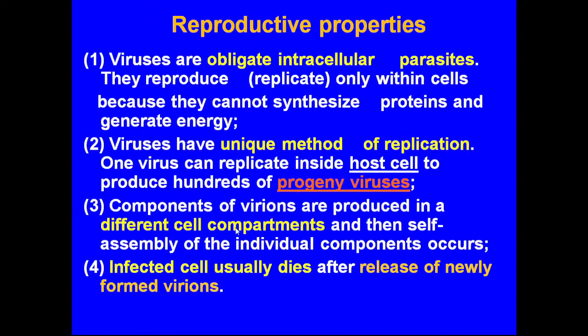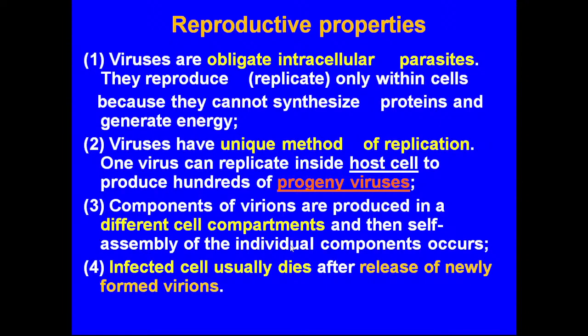Next, components of the virion are produced in different cell compartments. For example, for some viruses, the nucleic acids are produced inside the nucleus and the proteins are produced in the cytoplasm. These are different compartments, right?